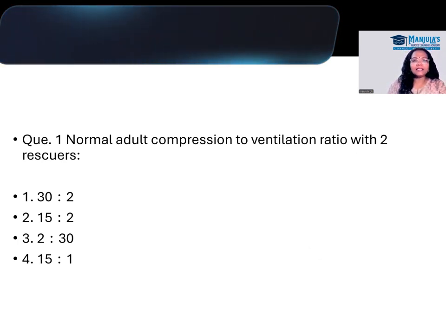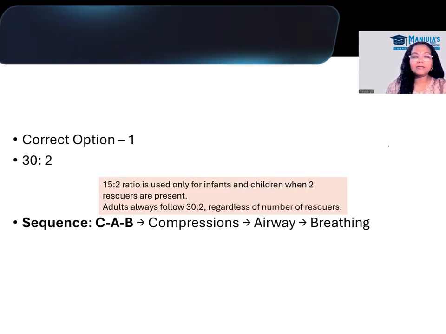A normal adult compression to ventilation ratio with two rescuers is 30:2, 15:2, 2:30, 15:3. So the answer is, please read the question carefully. This is an adult ventilation compression ratio and there are two rescuers. So what is the answer? The answer is 30:2.